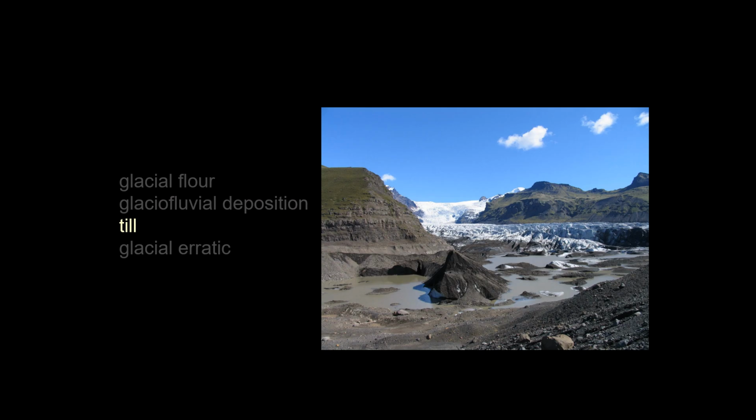When we talk about glacial fluvial deposition, we talk about stuff that's been carried and reworked by running water. We give it a special name. We call it glacial till. So this is till here. Again, it was ground up by the glacier and then it was reworked by running water and maybe carried to some other location. So we use the special word till.